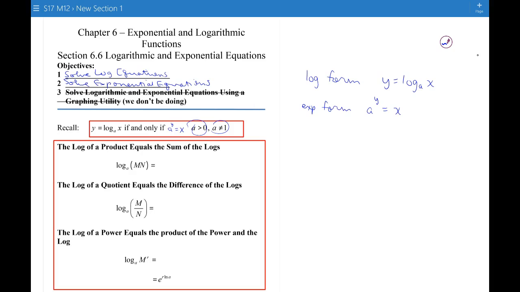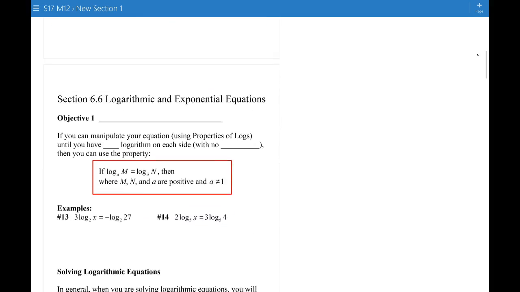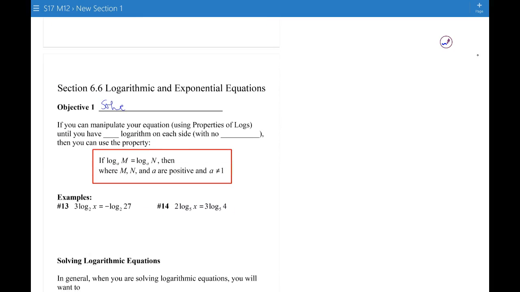Recall that the log of a product equals the sum of logs, so we need to be able to use this idea. For solving logarithmic equations, you're actually going to use it backwards, combining into a single log. Then remember that the log of a quotient becomes the difference of logs, and that log base a of m to the r is r times the log base a of m, and that a to the r equals e to the r ln a. So let's get on to objective 1, solving logarithmic equations.